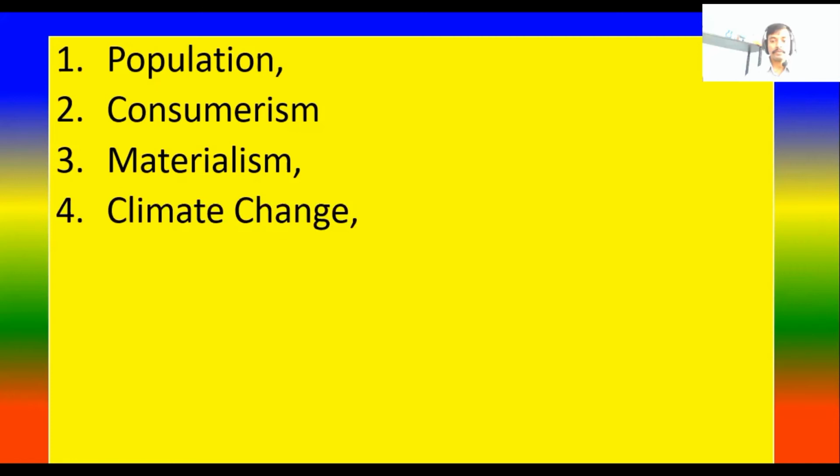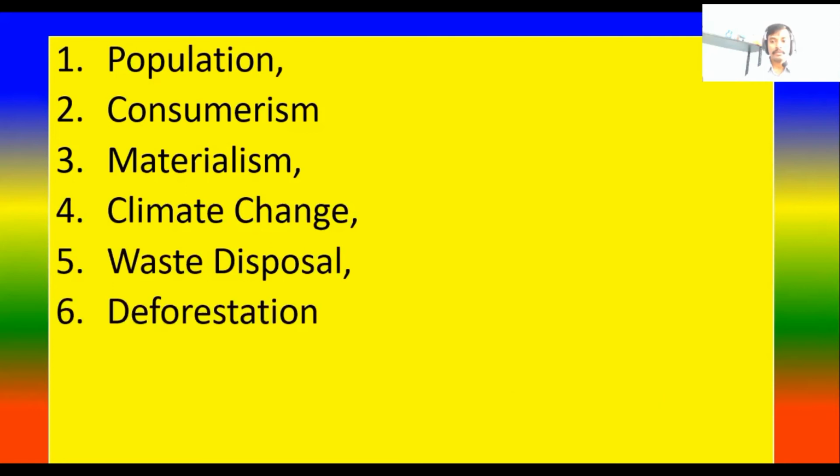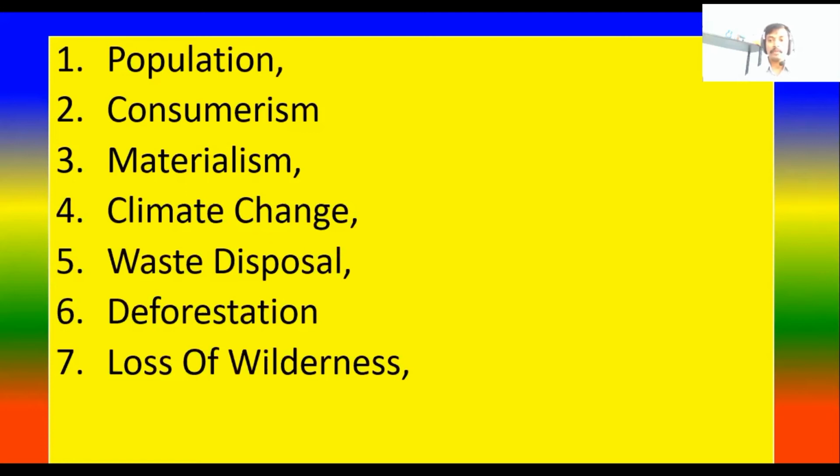Then climate change, unpredictable changes. Rainy season, there is no rain, but sunny season, heavier rain. Then waste disposal. Then deforestation. In various places for development purpose, forest may be destroyed by the loss of wilderness. Wilderness means this biodiversity may be gone away.